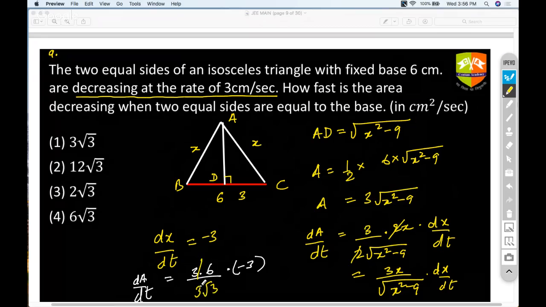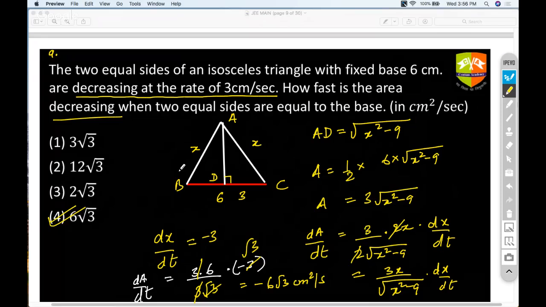So root 3, and this will go off, giving you the answer as negative 6 root 3 centimeters square per second. So it's already saying decrease, so the negative sign is already accounted for. So option number 4 is going to match the required result.